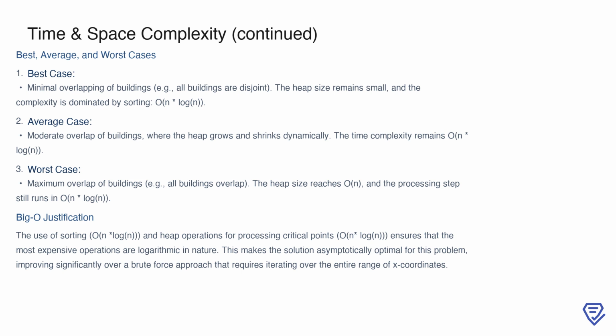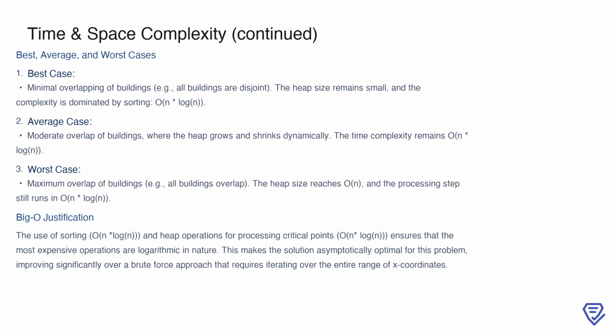In the best case, where buildings have minimal overlap, the heap remains small, and the overall complexity is dominated by the sorting step, which is O(n*log n). In the average case, with moderate overlap, the heap grows and shrinks dynamically, but the time complexity remains O(n*log n).